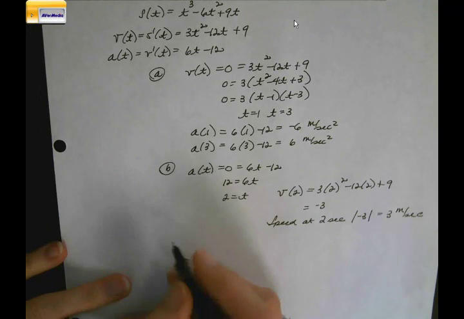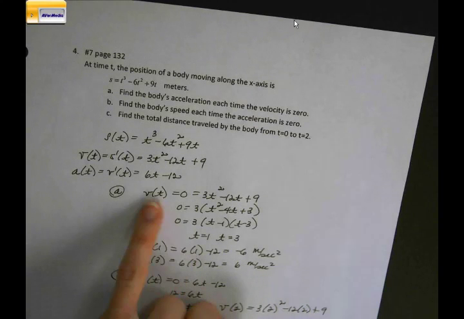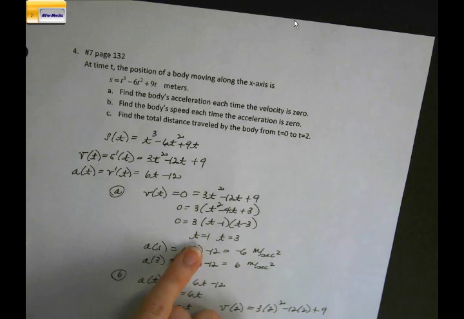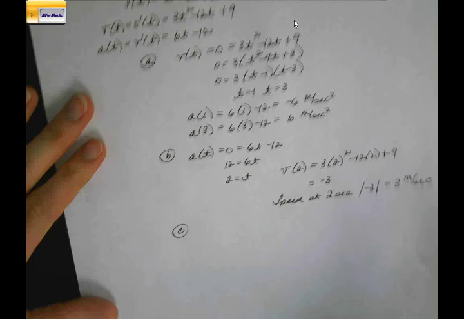Okay, now this part C is going to take a little space. Find the total distance traveled by the body from time t equaling 0 to time t equaling 2. Now, you've got to figure out if the object stopped anywhere in that time period and if it changed direction. And then you've got to calculate the distance of all that. So we do know by the velocity in part A that at time 1 and at time 3, the thing stopped. But we don't know if it reversed direction or not.